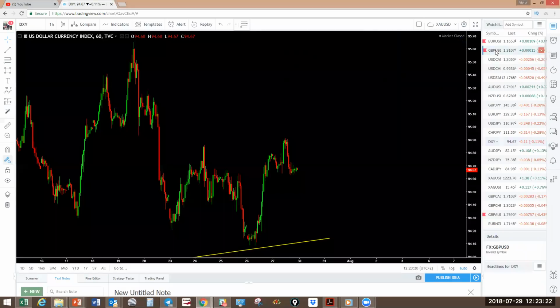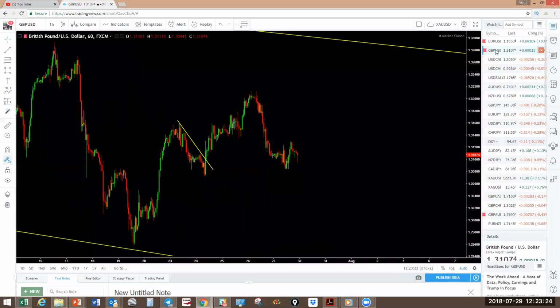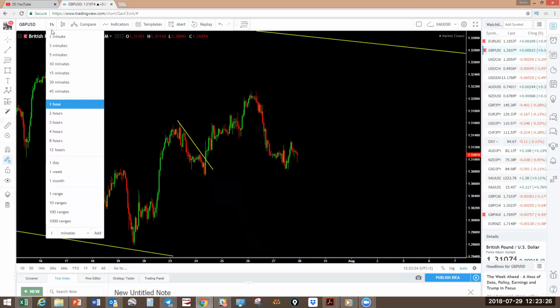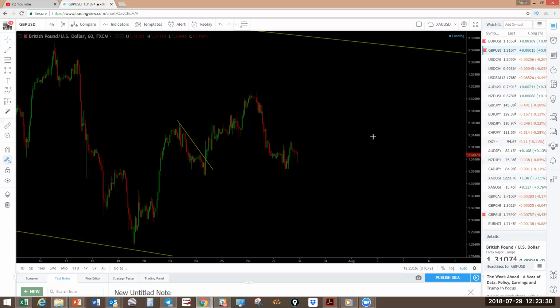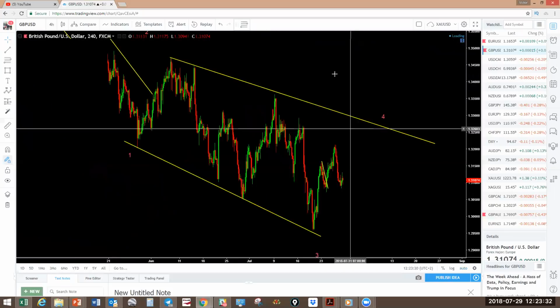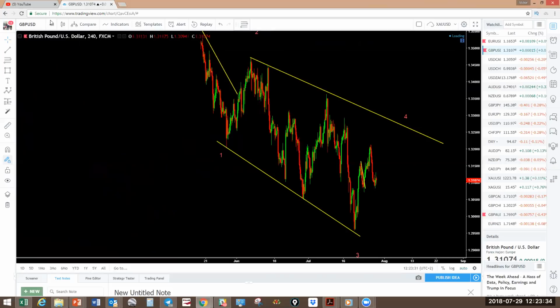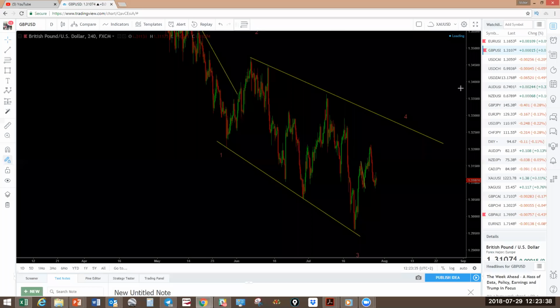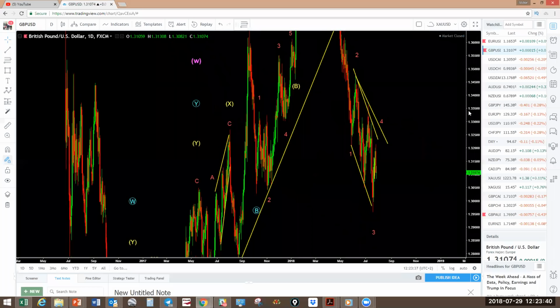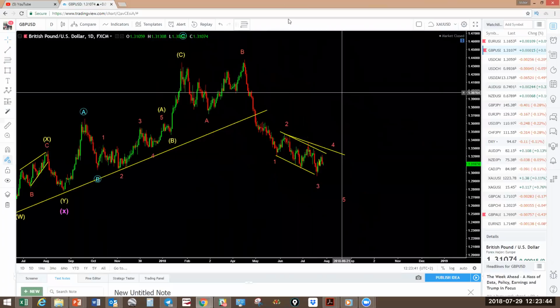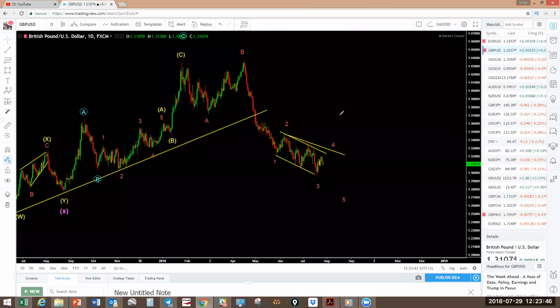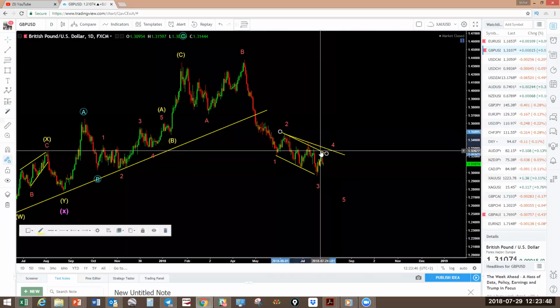Okay, so now let's look at pound US dollar. Pound US dollar, let's go to the daily. So there's a structure that I want you to see. On the daily, it looks like you're having a move like this. So the daily looks like you're getting a 1, 2, an expanding ending diagonal.